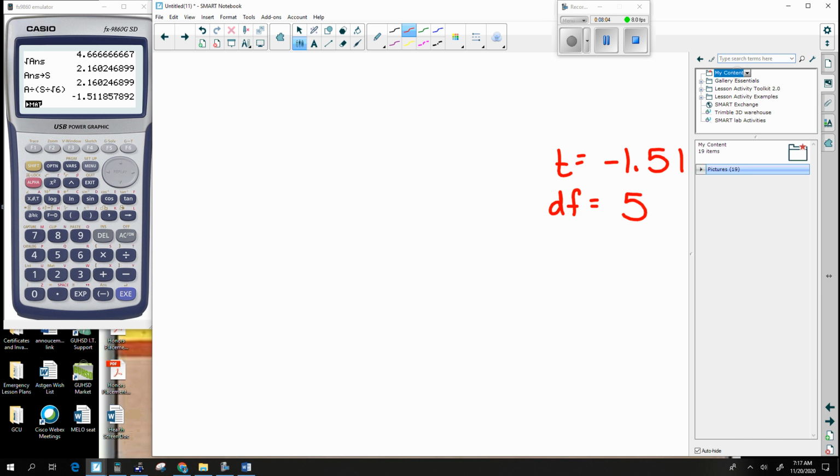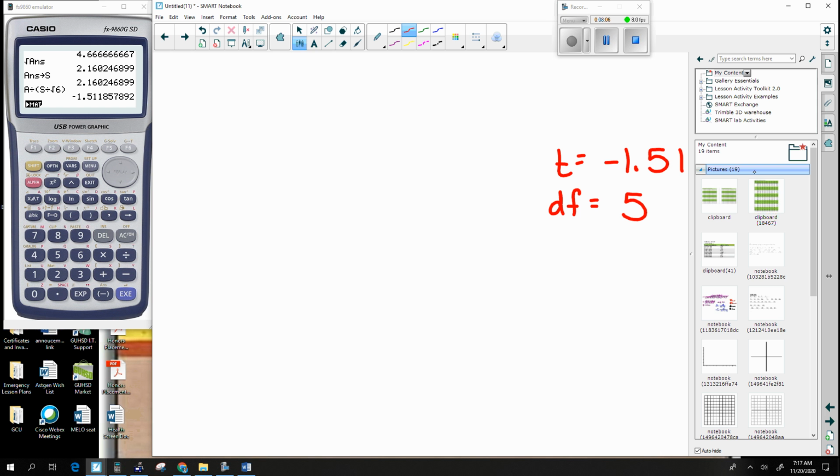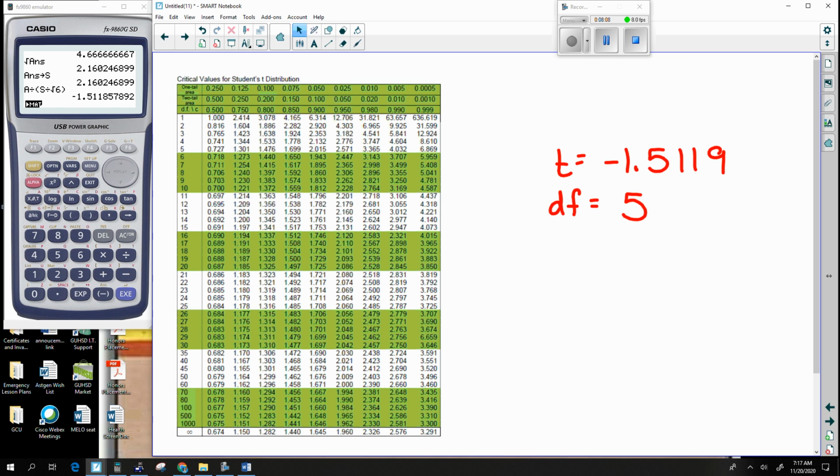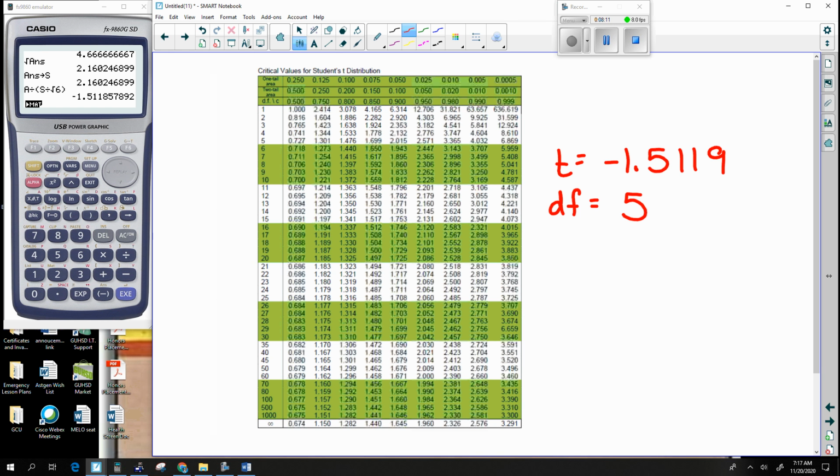Okay, so we are looking at our t-table for this. We're looking at the degree of freedom of 5, that line, looking for 1.519. 1.5 falls in between those two right there. Again, this is a two-tail, so make sure you're looking at the two-tail area. Again, you have to take a look at the next problem to know what you're looking for.